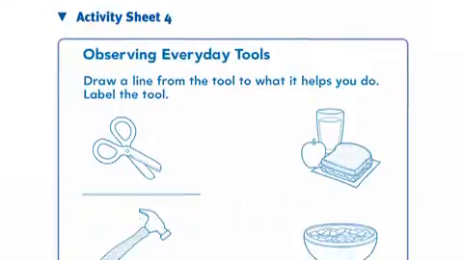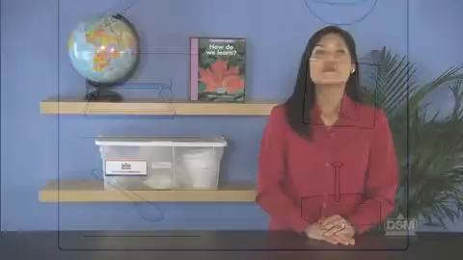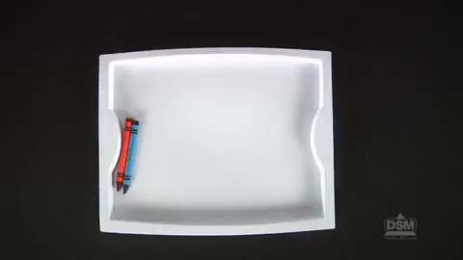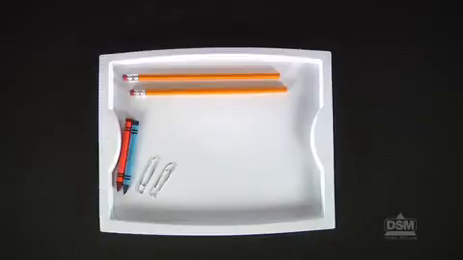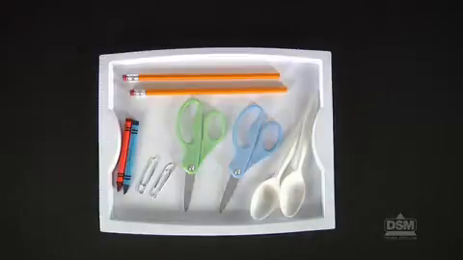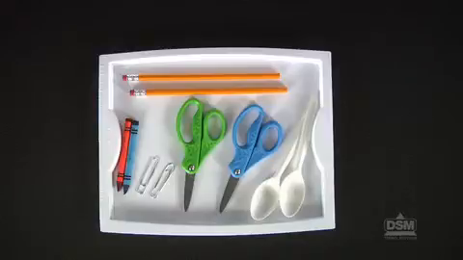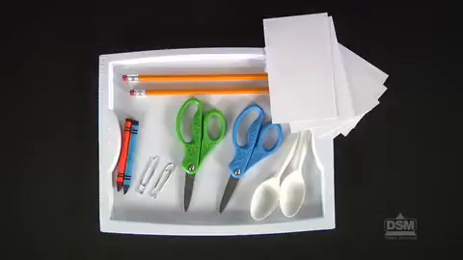To prepare for the activity, make a copy of Activity Sheet 4 for each student. For each team, put together a tray containing 2 primary crayons, 2 pencils, 2 paper clips, 2 plastic spoons, 2 pairs of blunt tip scissors, and 6 index cards. Remember to set aside one of each of the objects to use during your demonstration and discussion.